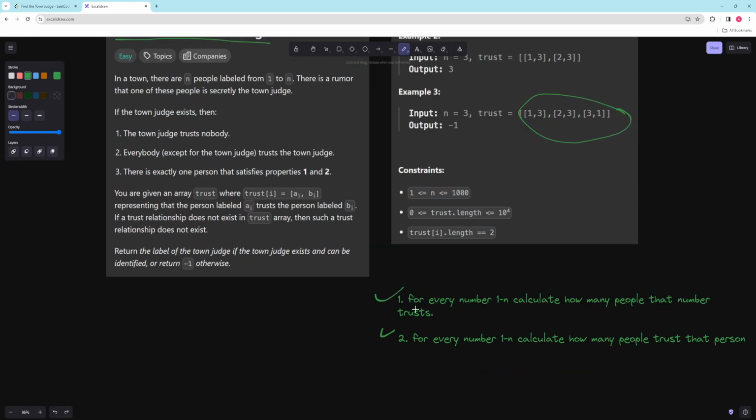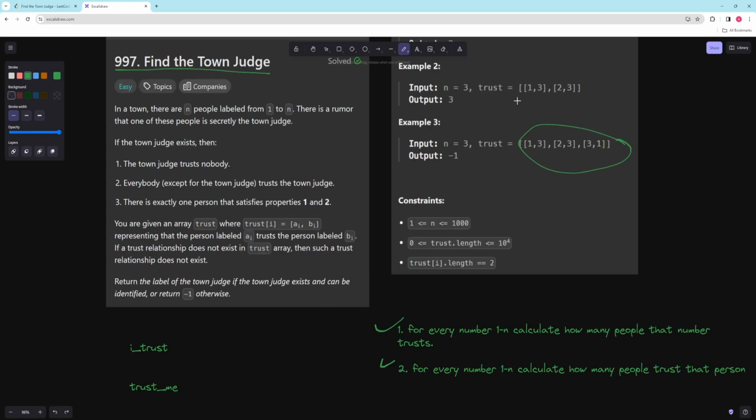So let's say that for the number, the people that person trusts, we'll make a label for that. We'll call that I trust or something. Not the best name, but it'll work. And then the second one is how many people trust that person. So we can call this trusts me, maybe. And so basically we can just go through this example and show what would happen.